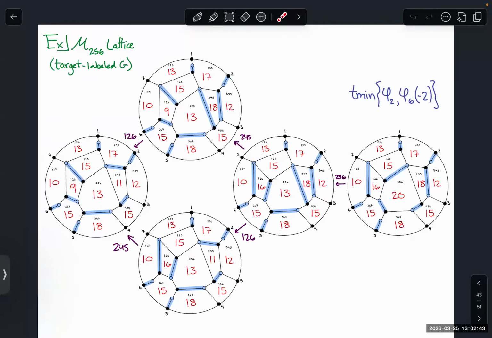And I can do the same on target labeled plabic graphs, right? So here I can start with the T min of phi2 and phi6 with a translation by 2 to get the maximal matching. And again, swivels down correspond to decreasing the height by 7, or by n in this case.